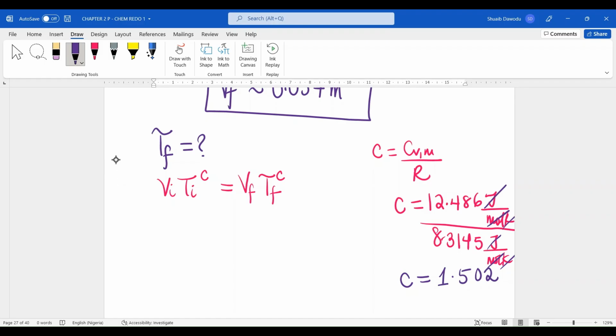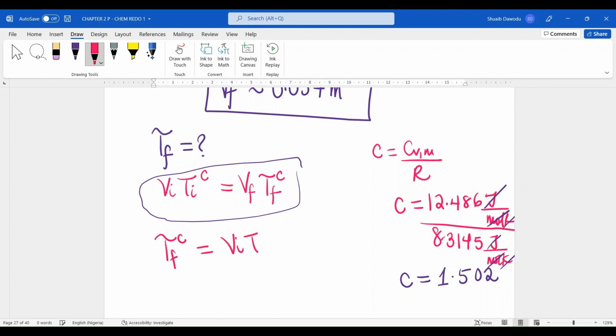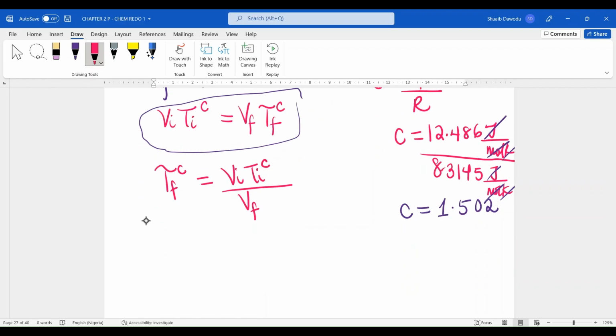Now, before substituting, we have to put this equation in the proper subject of formula, meaning we're going to write it in terms of T final. So T final to the power of C is equal to V initial divided by V final times T initial raised to the power of C.